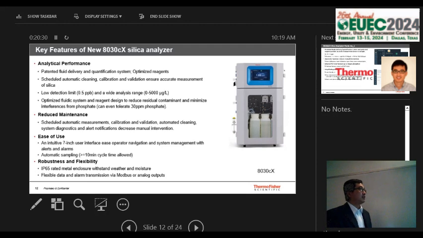And it has an IP65 metal enclosure. It's very robust, and it can withstand weather and moisture. For data output, we allow Modbus or analog 4-20 mA. Either way, whatever you prefer, we can provide. And there are more communication protocols we can support too. We just did not list them here.